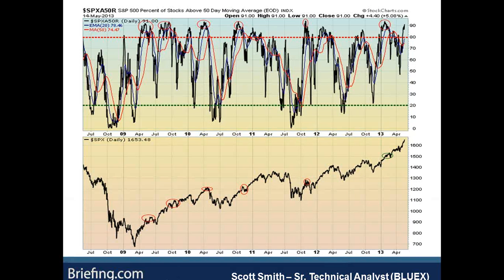This chart's interesting to me. It's basically the percentage of S&P 500 stocks that are above their 50-day moving average. This is a chart over the last 5 years. Every time we get a reading above 90, the market tends to stall out.